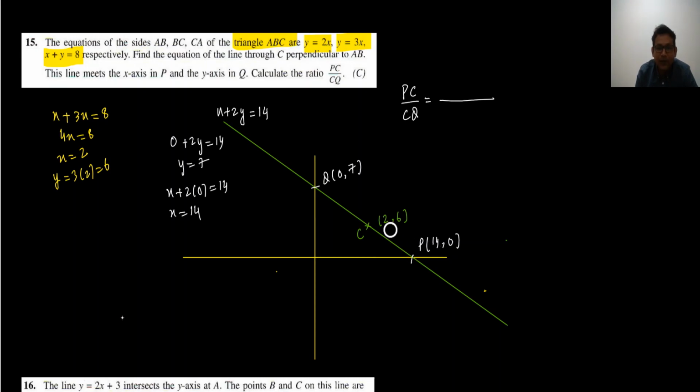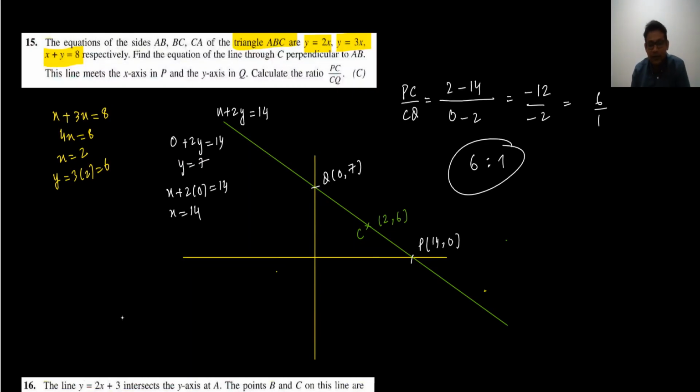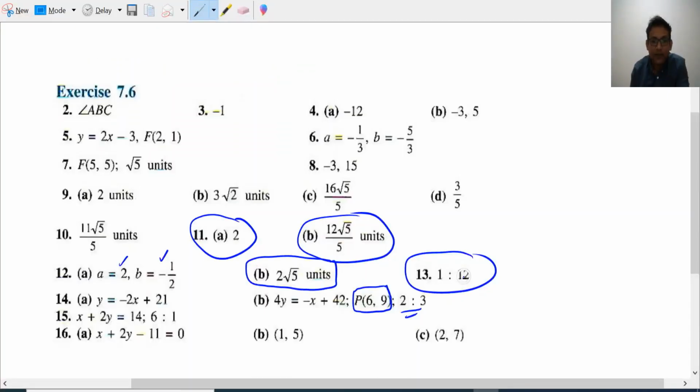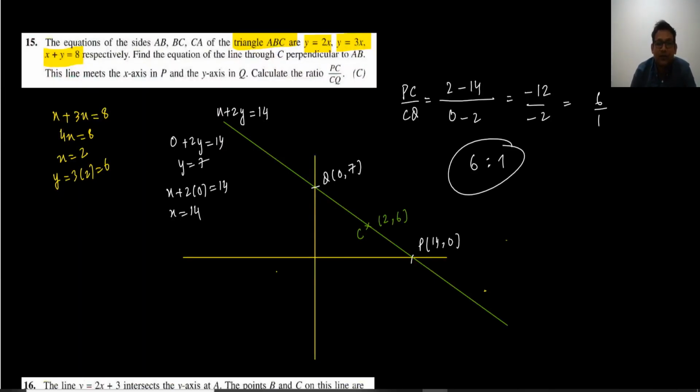We can use x or y, it is up to you. I want to use x: 14 minus 2, I'm writing 2 minus 14, there is no problem. Then 0 minus 2. So it is coming minus 12 upon minus 2, and that is coming plus 6. So 6 upon 1 actually. We can write the ratio 6 to 1. Let me check the answer of this part. Yes, it is 6 to 1. The answer is right. We have done this question absolutely right.